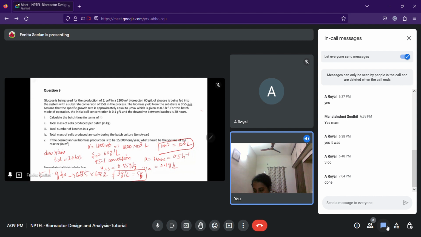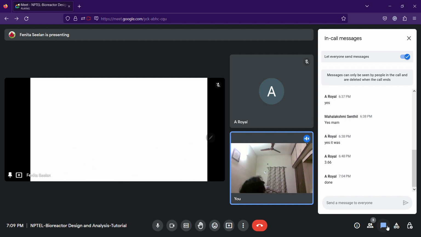So we have found all the necessary things needed. What is the first question? Calculate the batch time, just the batch time. As we have our substrate values here, we can easily incorporate that and calculate the batch time, which is 1 by mu max ln of 1 plus Y X naught.